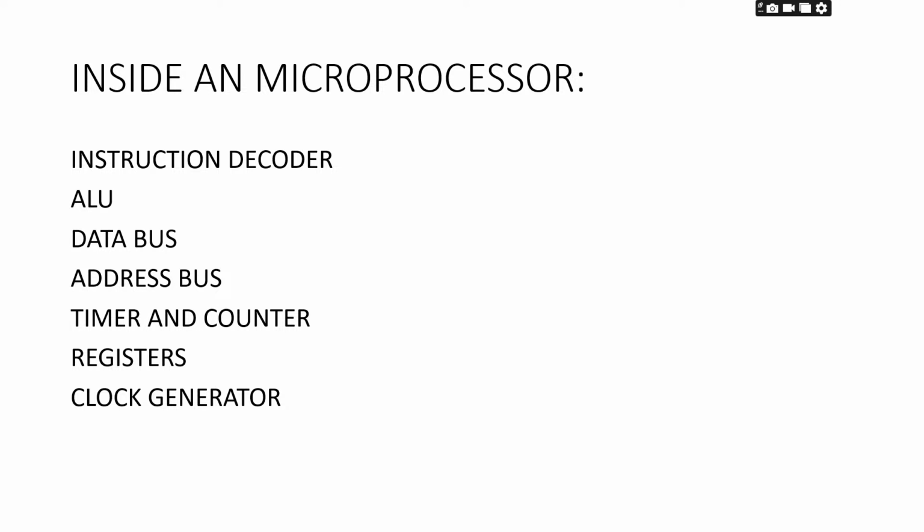What are timer and counter? The timer is used to count the internal clock pulses of the microprocessor, and the counter is used to count the external clock pulses. And what are registers? Registers are special memories. Using registers, we can control the hardware. I will show you how to control hardware using these registers.